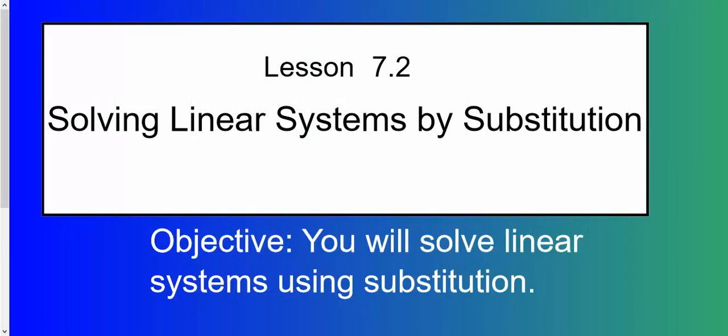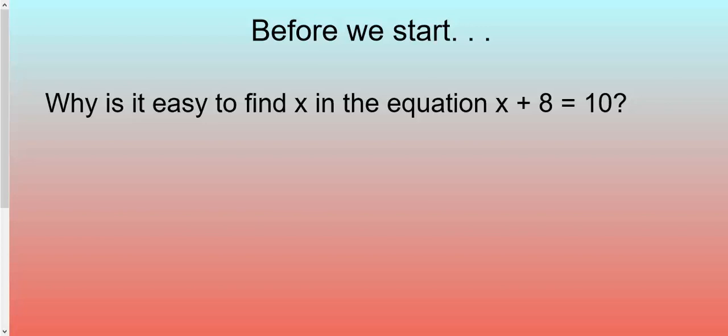Alright, we're going to get into 7.2, solving linear systems by substitution. You're going to learn an algebraic method. So instead of having to graph these all the time, we're going to learn a much more efficient method. Before we start though, why is it easy to find x in the equation, x plus 8 equals 10? Well, the reason why it's easy is because we can just subtract 8 and get x by itself.